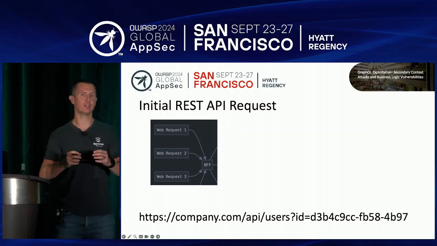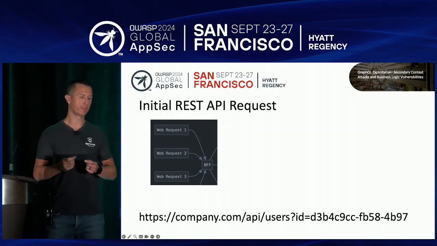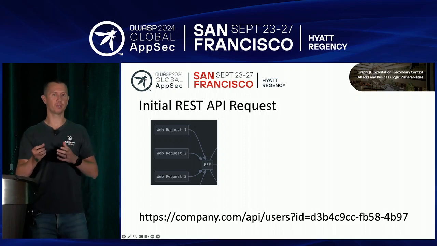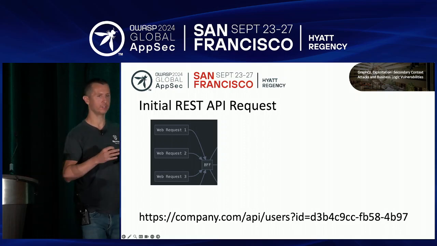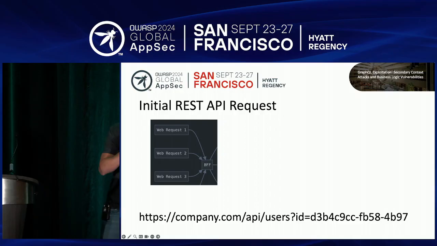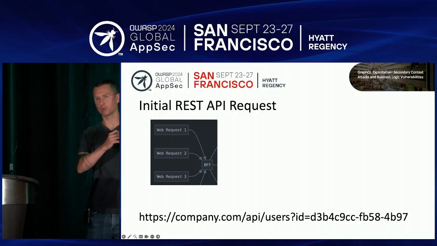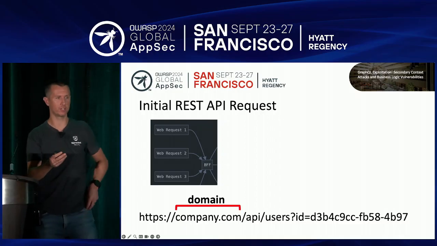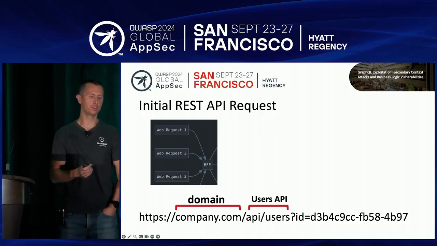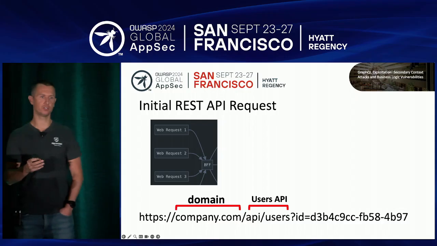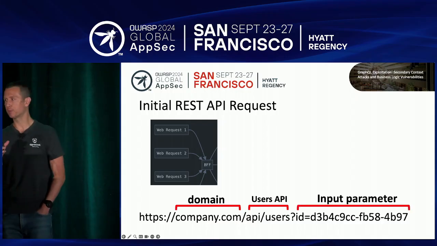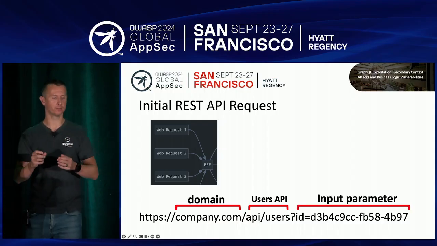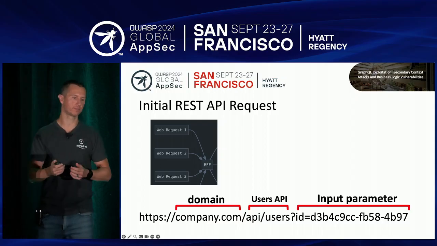If we were to drive into that as a little bit more of an example, let's say we have an initial REST API request, right? We're assessing an application, we're on the client side, the front end, and we see a request coming from our browser. And that's going to company.com, right? So that's the domain. The users API, so /API/users. And then there's this input parameter that's been added onto the end. So it can be a GUID in this case.